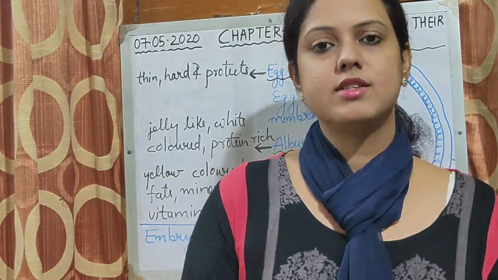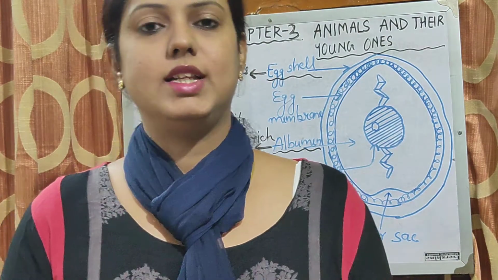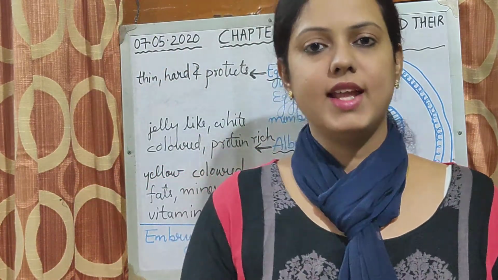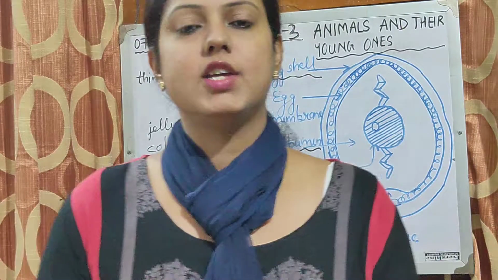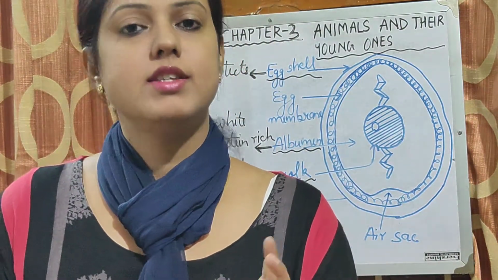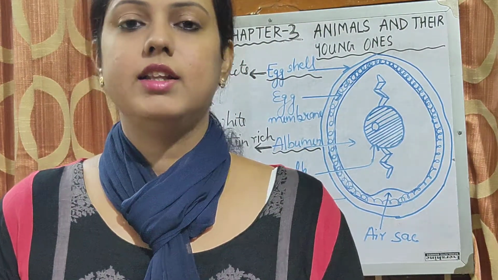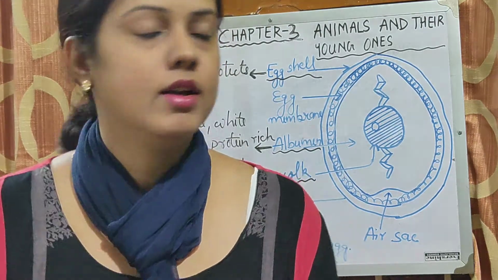Welcome back, students. In this video, we will be learning about the structure of an egg. So, eggs produced by different birds are of the same kind internally. जितने भी birds होते हैं, उनके जो अंडे होते हैं, उनकी बनावट same होती है. Internally, they are of the same type.